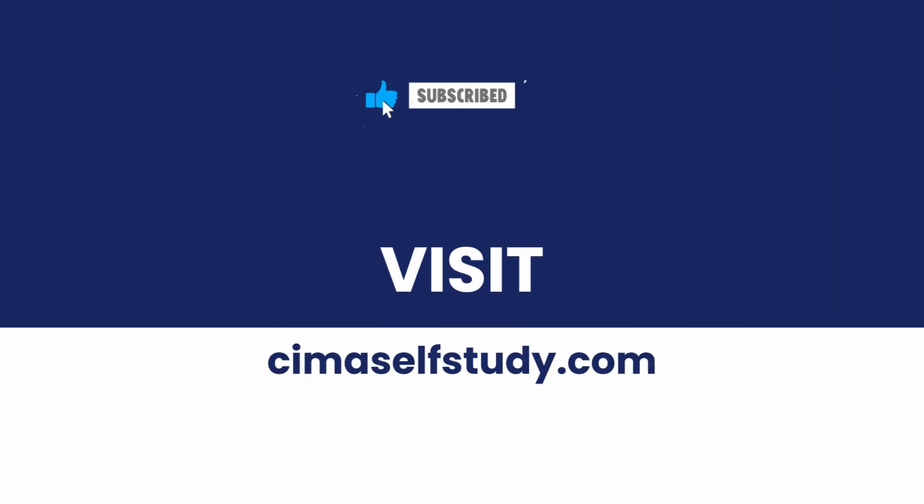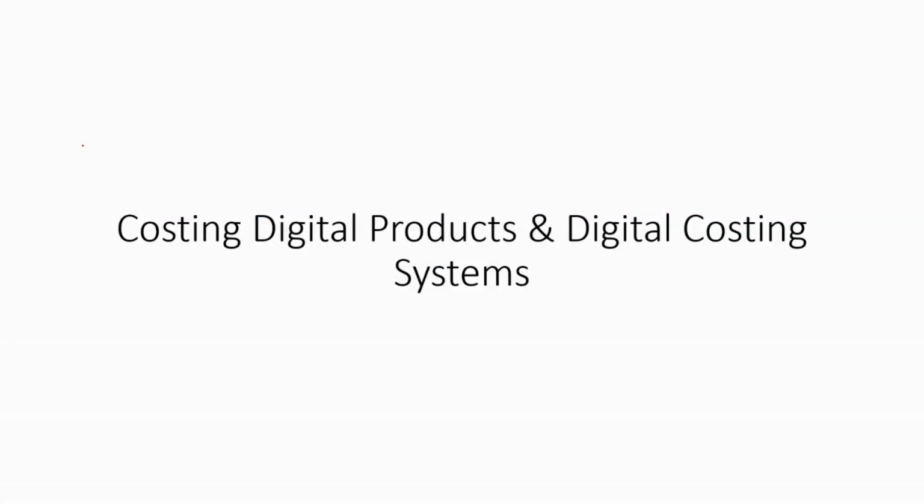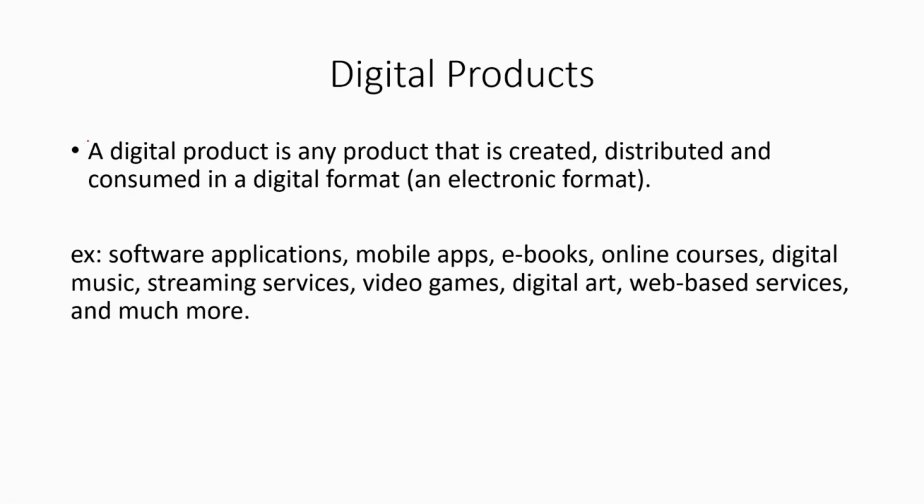In this video, I'm going to discuss costing digital products and digital costing systems. First of all, let's get to know what a digital product is. A digital product is any product that is created, distributed, and consumed in a digital format. In other words, in an electronic format. Here are some examples of digital products.